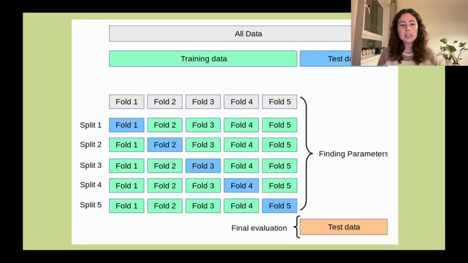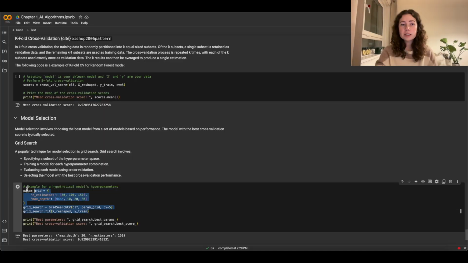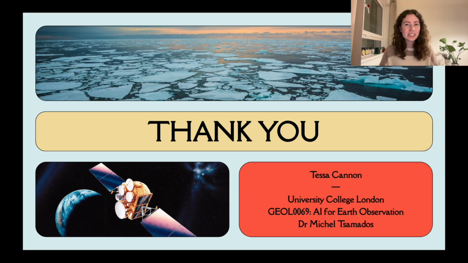This validation technique allows us to fine-tune our model without having to use our final test set. Combining grid search with k-fold cross-validation, we find that the best parameters for our random forest is 150 decision trees with the best cross-validation score of 0.93. Congratulations! You have now saved and trained 3 different machine learning algorithms to classify sea ice and leads.